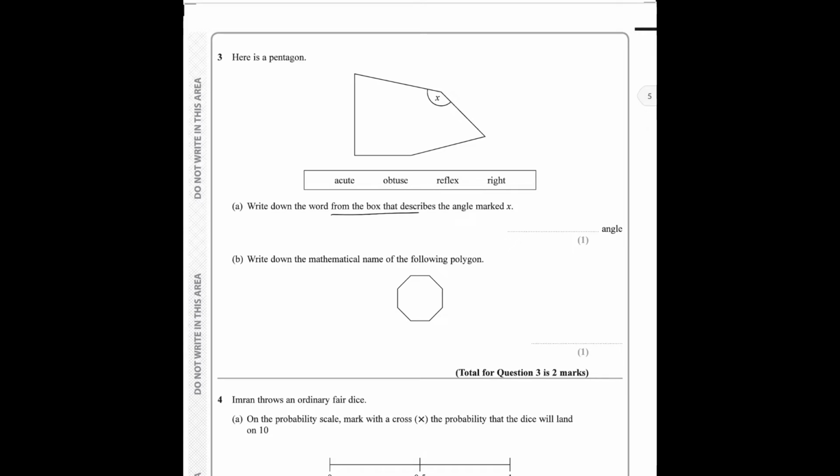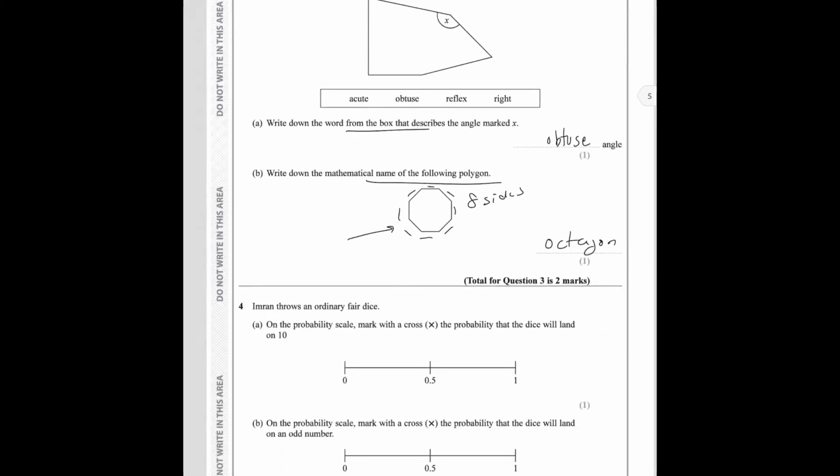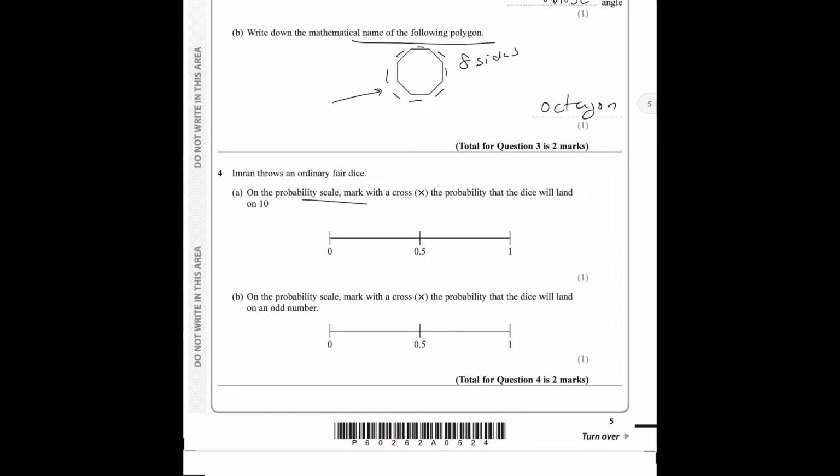Write down the word from the box that describes the angle marked X. So the angle marked here is a reflex angle, because it's greater than 180 but less than 360. Write down the mathematical name for the following polygon. So you have 1, 2, 3, 4, 5, 6, 7, 8 sides. So this implies that this is an octagon, since an octagon has 8 sides.